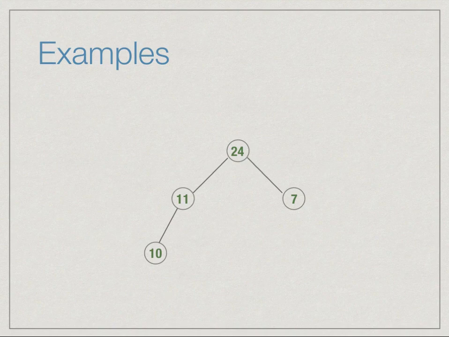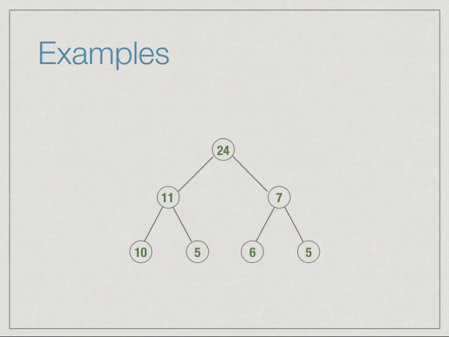So let's see some examples. Here is a 4-node heap. Because it has 4 nodes, we fill the root, then the first level, and finally at the second level we have only one node, which is the leftmost. And notice that the values are correctly ordered. 24 is bigger than 11 and 7. 11 is bigger than its only child 10. 7 has no children, so there are no constraints. Here is another example where the bottom level is actually full. Here we have 7 nodes, and once again at every point we see that 11 is bigger than 10 and 5, 7 is bigger than 6 and 5. So we have the max heap property, along with the structural property.